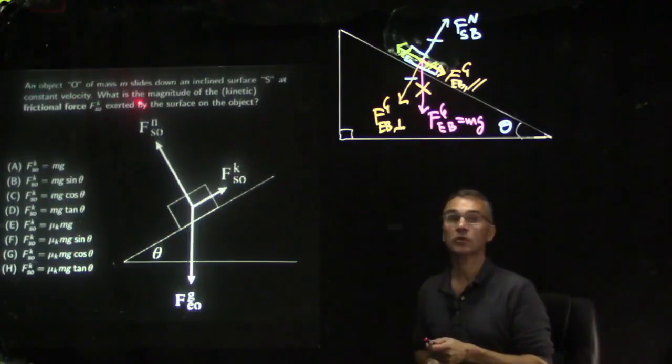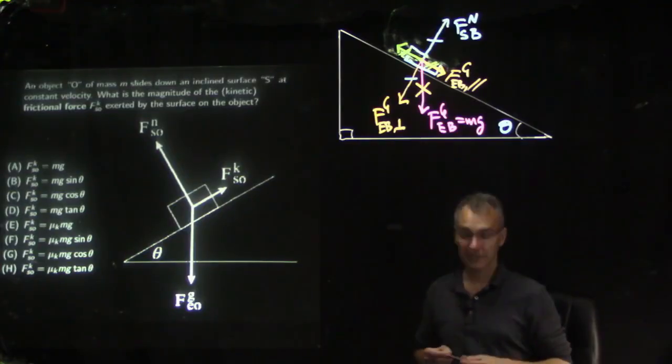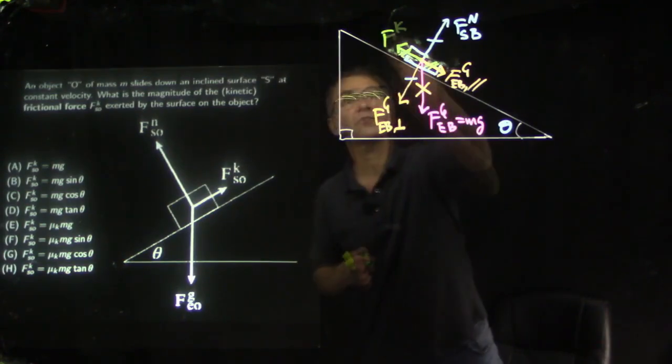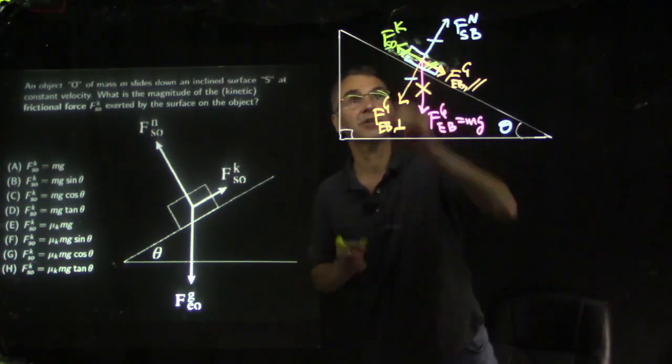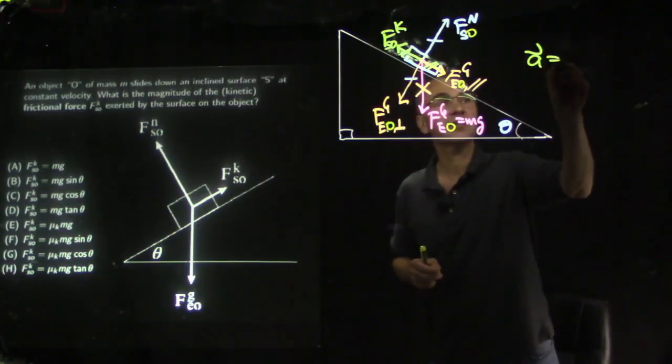An object O of mass m slides down an inclined surface S at constant velocity. What is the magnitude of the kinetic frictional force, F kinetic, exerted by the surface on the object? So now we have to start to quantify things. You know that for the object to be moving at constant speed, then its acceleration is 0.